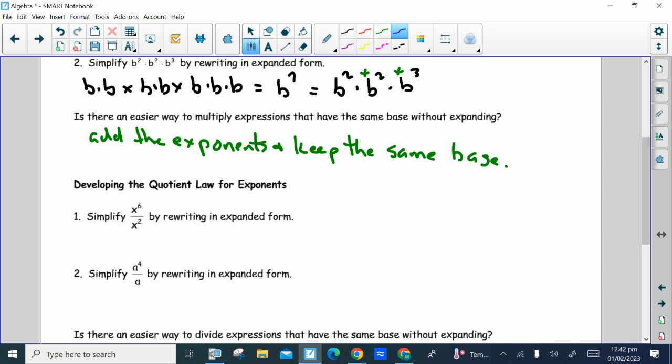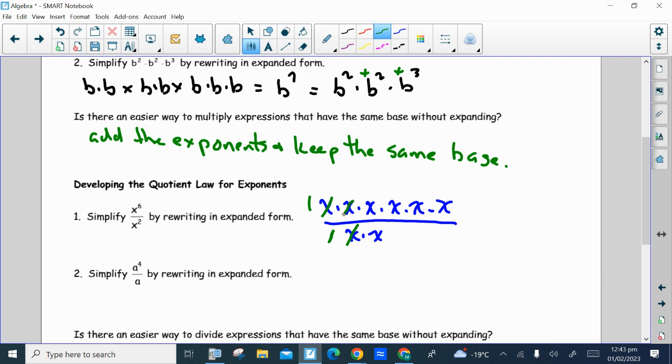So we can do the same thing to develop a quotient law. We can simplify x to the 6th divided by x squared by rewriting in expanded form. X to the 6th means you're multiplying x by itself 6 times, and that's divided by x squared, which is multiplying x by itself twice. And now we can simplify. We can divide top and bottom by x once. So essentially we're dividing the first x by itself, which leaves us a 1 there, and the first x on the bottom by itself. And when you divide something by itself, you get 1.